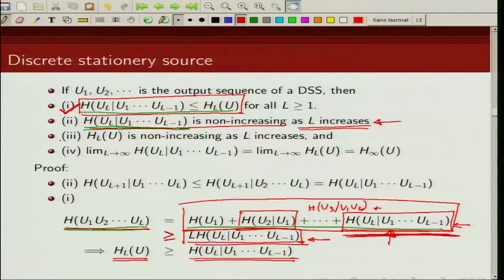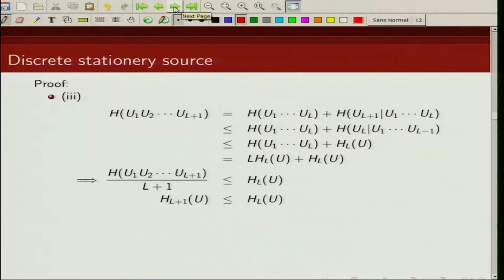Next we are going to prove this property 3. So to prove this property 3, let us first write the joint entropy of U1, U2, U3, UL plus 1. So again using chain rule, I can write this as uncertainty in U1, U2, U3, UL plus uncertainty in UL plus 1 given U1, U2, U3, UL.